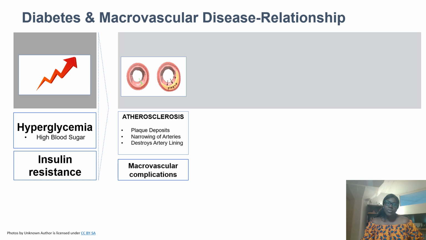The relationship between macrovascular diseases and diabetes is important. So you're talking about hyperglycemia, which is abnormally high blood sugar, and insulin resistance. These two result in damage to your vessels. They cause plaque deposits, narrowing the arteries, and also destroying the arteries such that the target organs, or the organs to which these vessels go, have problems going on.